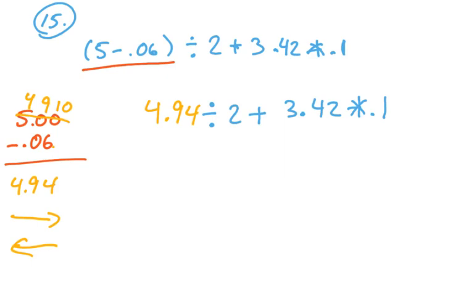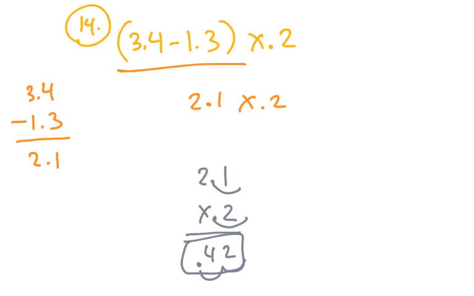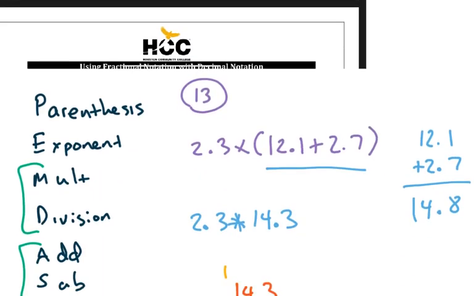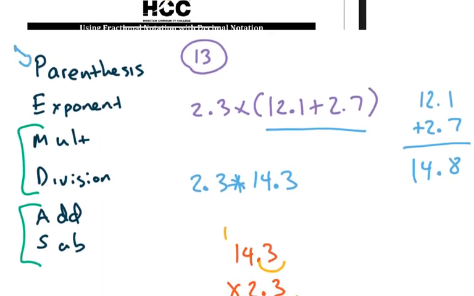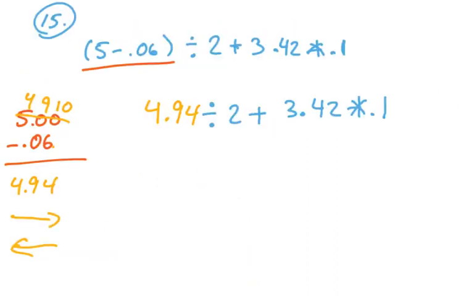So remember, according to PEMDAS, we have to do parentheses first, then exponents, either multiply, divide, and then add and subtract. So you've got to do multiplication, division first before you add and subtract. If you add or subtract, you will miss the question. However, the order doesn't really matter.